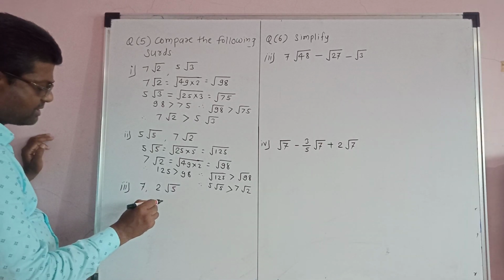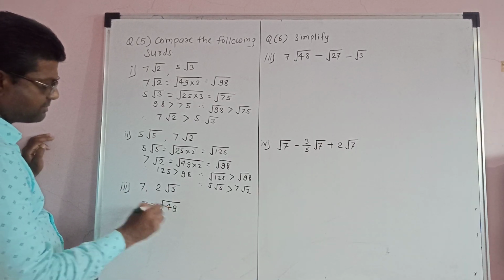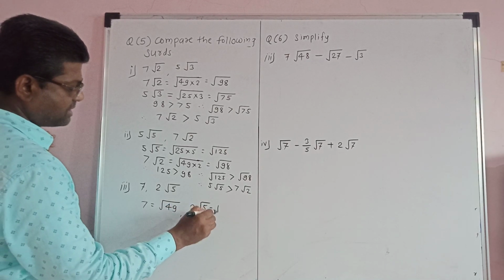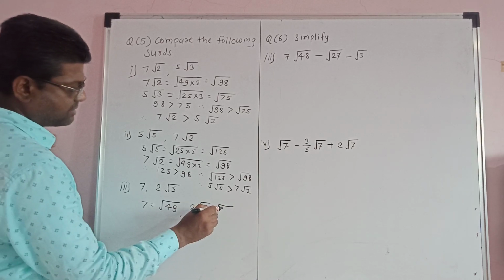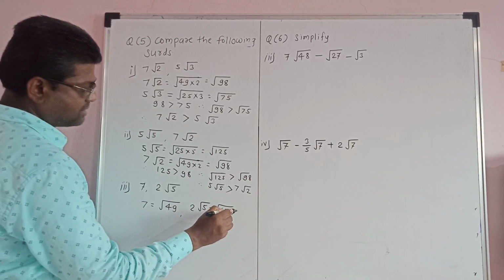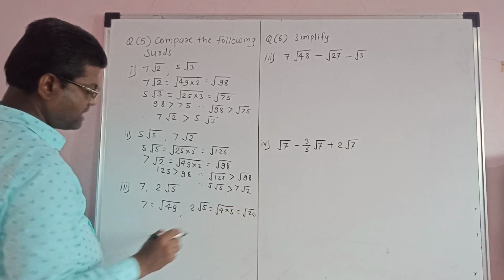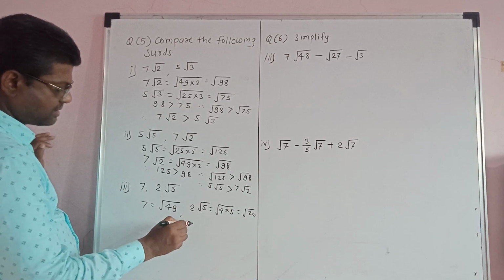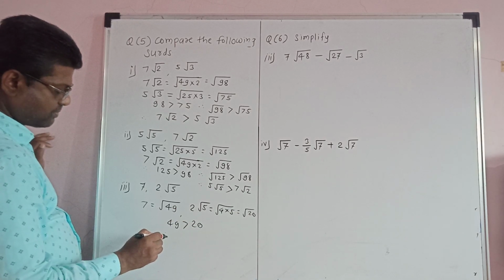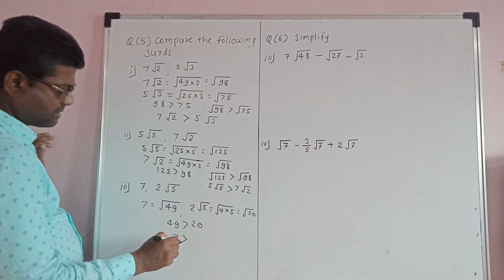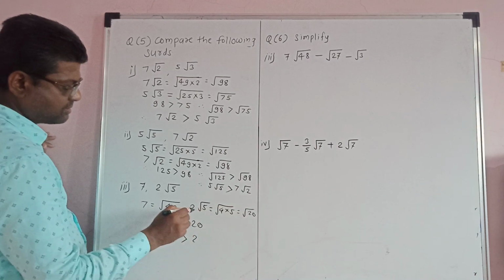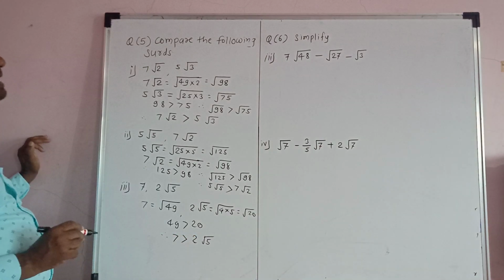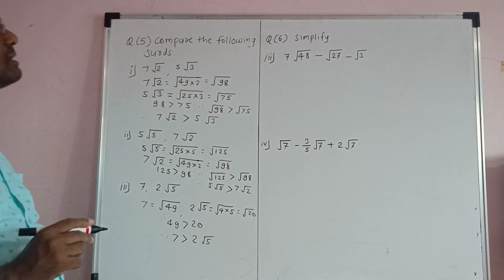Now this 7 can be written in square root as 49 and 2 root 5 can be written in square root as 2 square, which is 4, into 5, which will be square root 20. Now compare 49 and 20. 49 is greater than 20. Therefore 7 is greater than 2 root 5. This is the comparison of the surds.